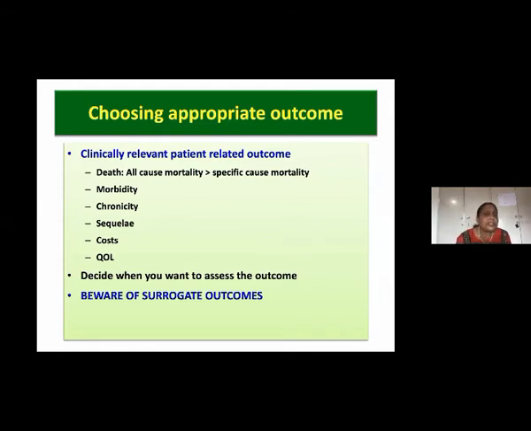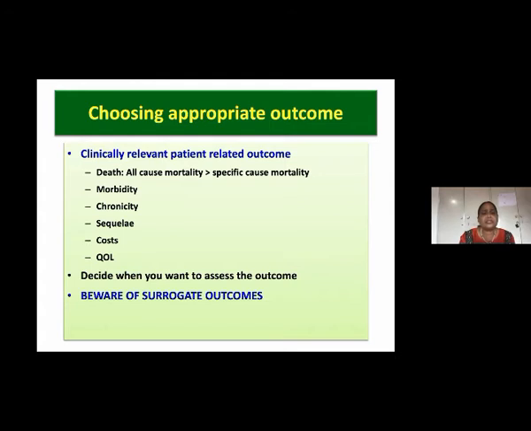So what are patient-related outcomes? What matters to the patient? To you, a low LDH may be important, but to the patient, he wants to survive. He wants to go out of the hospital faster. He wants to improve faster. And he wants to not have any lasting morbidity. So these are things which are relevant to the patient. The patient may want to spend less money. The patient may want to have improved quality of life. So all these are patient-relevant outcomes.